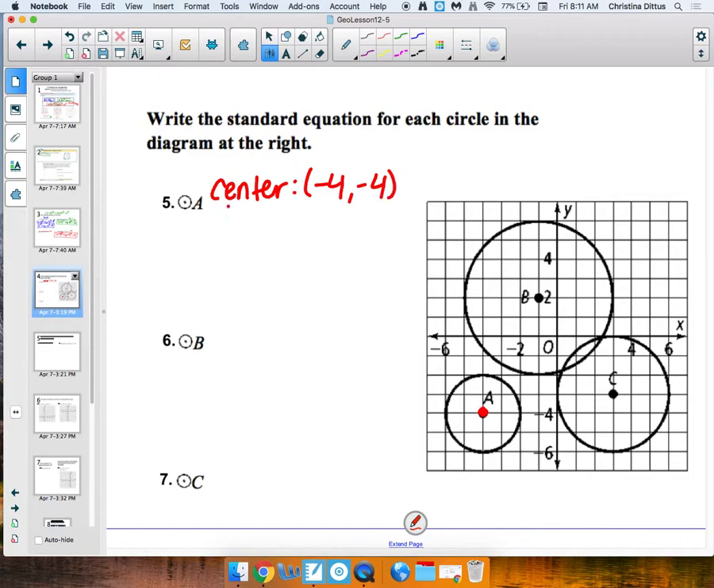Only other thing I need is my radius. 2, from your center to the side of your circle. Okay, with that info, what does my equation look like? x plus, squared. Four.